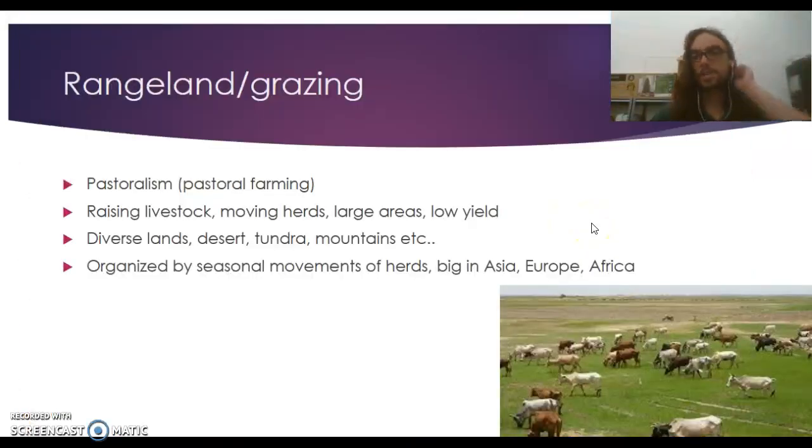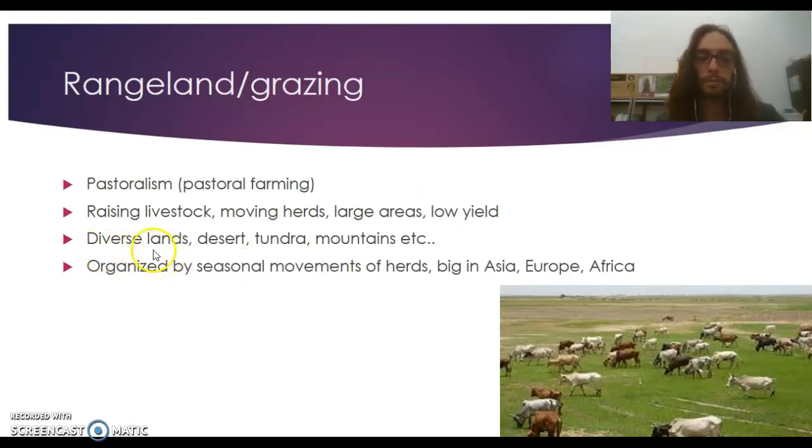So let's get into rangeland and grazing. This is an agricultural technique that a lot of the world uses. It's called pastoralism or pastoral farming. Essentially, it's just raising livestock, moving these herds of livestock nomadically, and it uses large areas with very low yield. So it's kind of opposite of what we do. We have smaller areas with higher yield. They have large areas with lower yield.